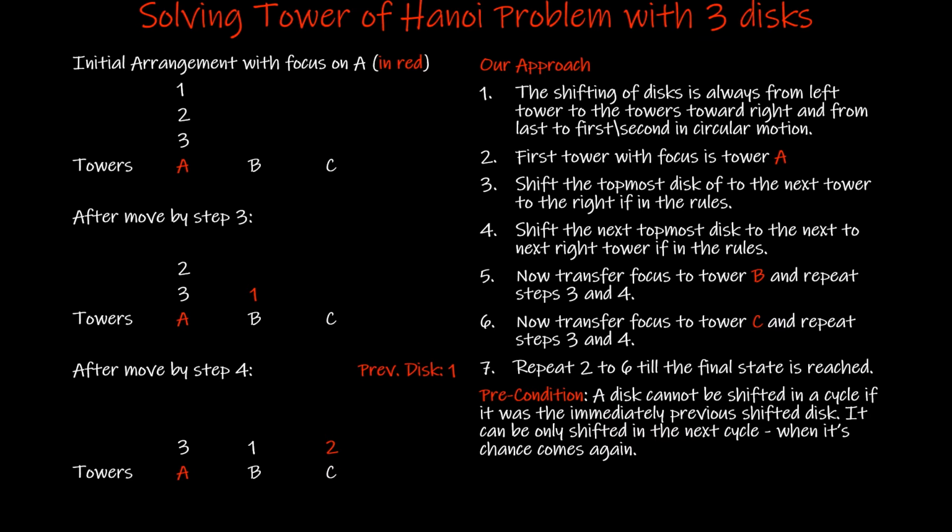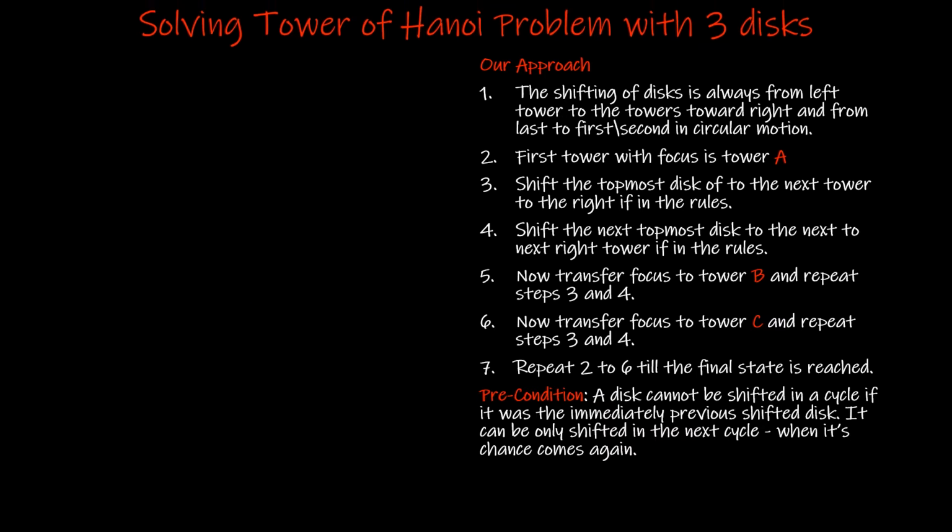Okay. Now we have disk 3, but we cannot shift it because our rules do not allow a disk of larger size to be shifted or placed above a disk of smaller size. That is why we cannot move the disk 3. And so now we have to shift our focus to the tower B. So we are having focus now on B. The previous disk to be shifted was disk number 2. So this is our arrangement which we had, right?